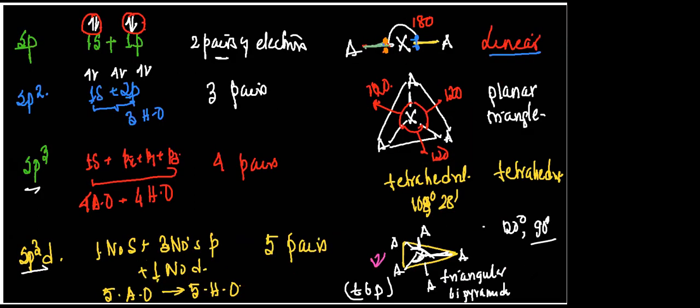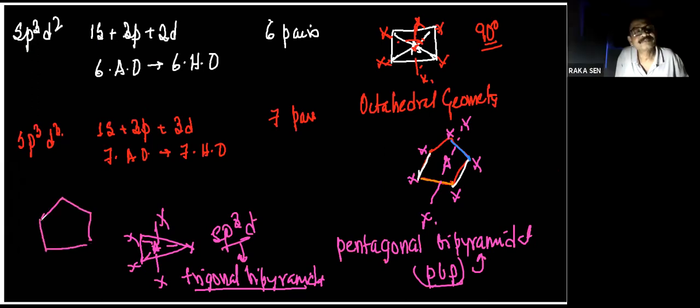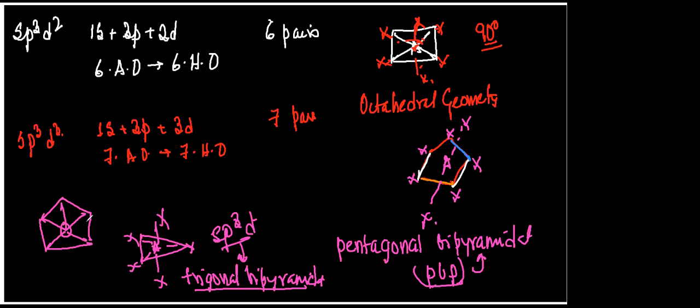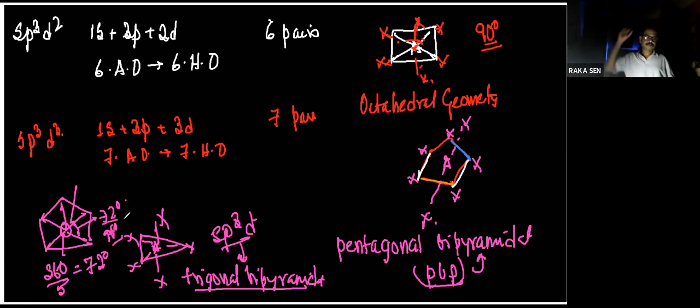Anjali, clear? Sir, how many degrees will the angle be? This entire angle is 360. This entire circle is 360 divided by 5. So 360 divided by 5 is 72. So each angle will be 72 degrees, and the other two will be 90 degrees. Clear? Yes sir.